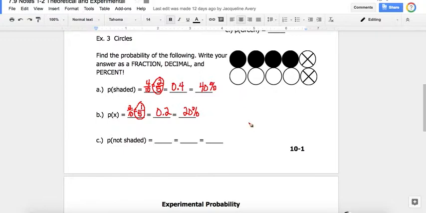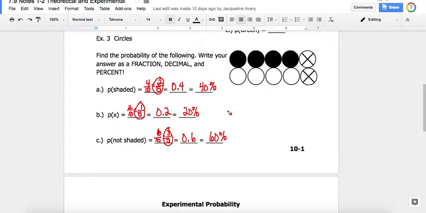Okay, and the probability of not shaded, well, since there were 4 shaded out of 10, that means there's 6 that are not shaded, so I'm going to write 6/10. I can divide top and bottom by 2, which will give me 3/5. To write the decimal, I can use my initial fraction, which was 6/10, so 0.6. And to change that to a percent, I move it 2 to the right, and that will give me 60%.